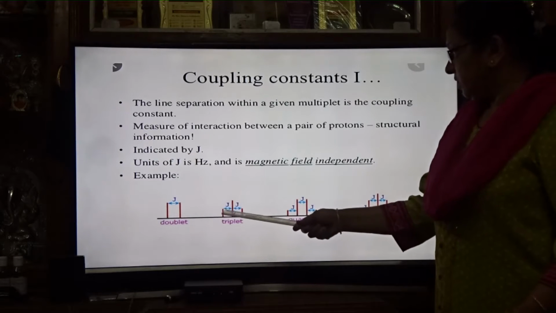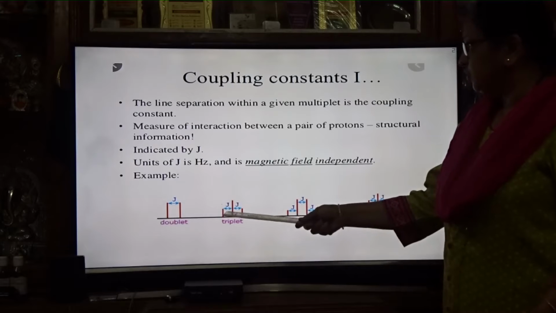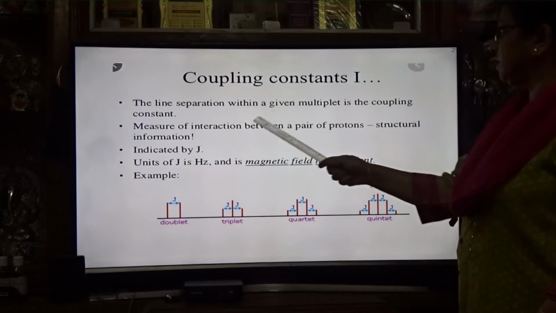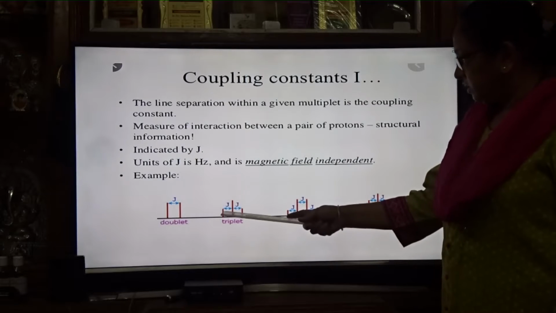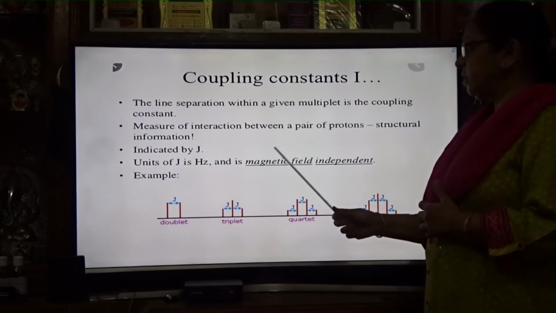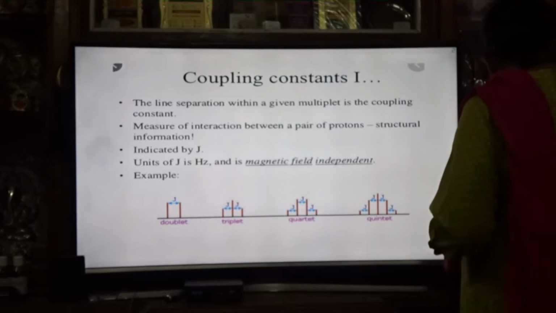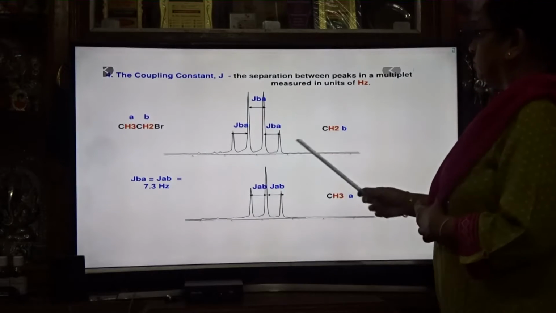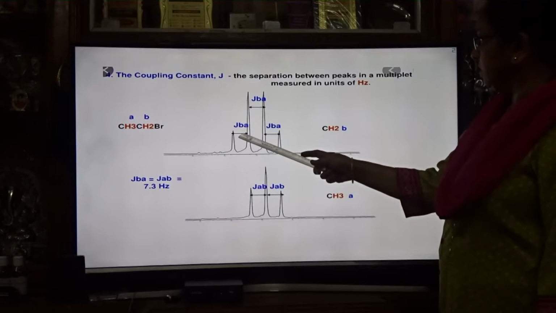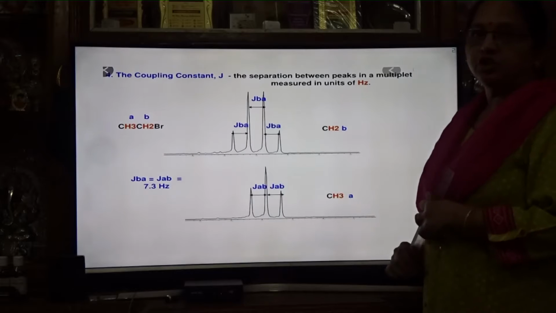So the distance between these two peaks is known as J, the coupling constant. The line separation within a given multiplet is the coupling constant. It is denoted by J. The unit of coupling constant is Hertz. So this is the separation between peaks in a multiplet. In this way, you can see the distance between these two is known as coupling constant J.